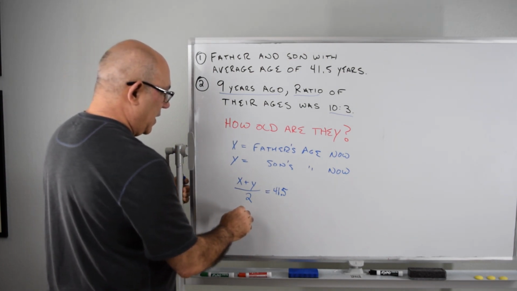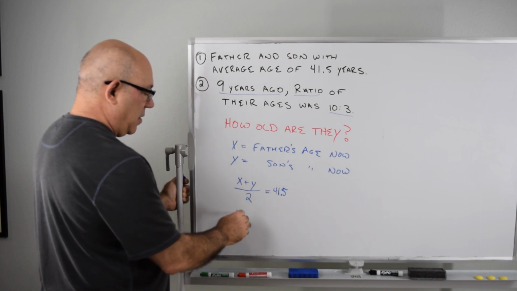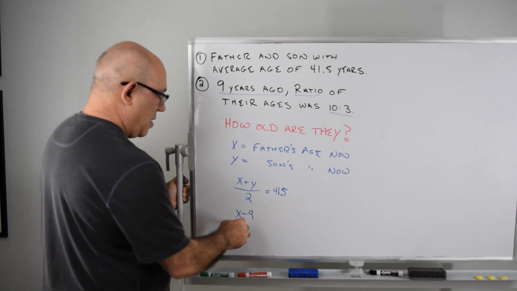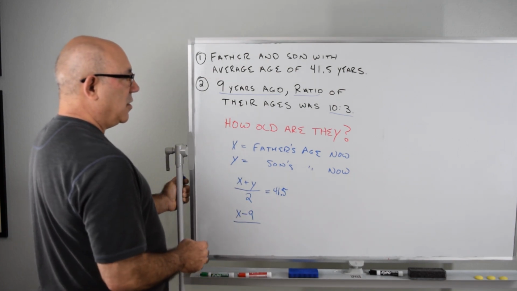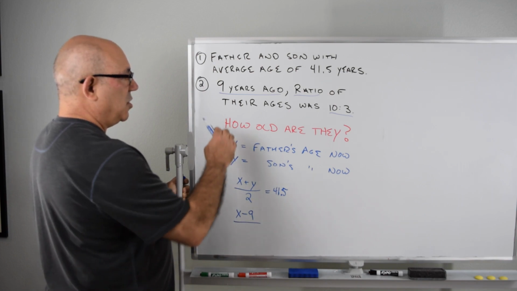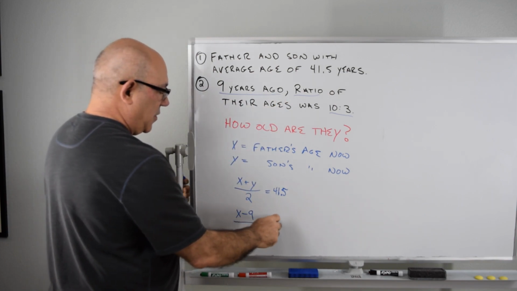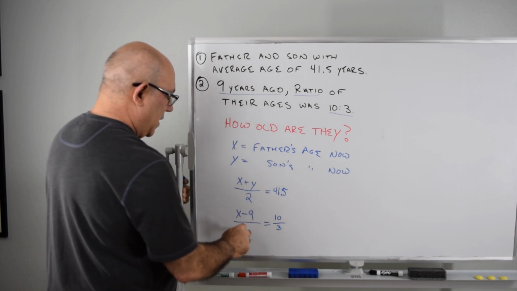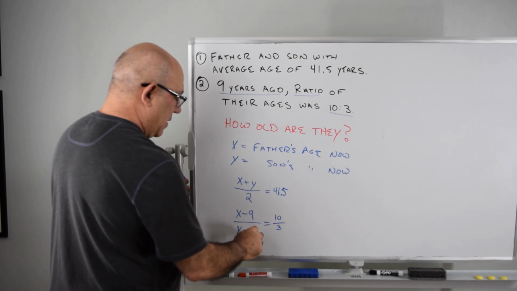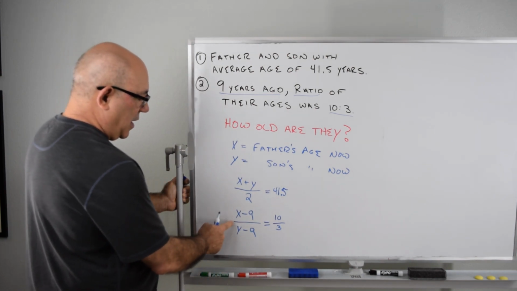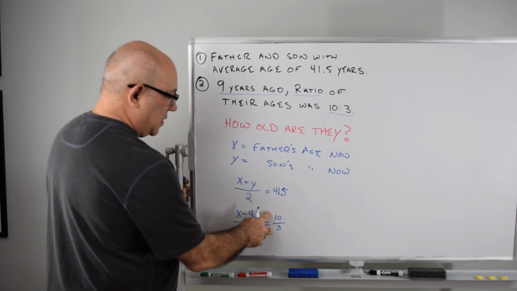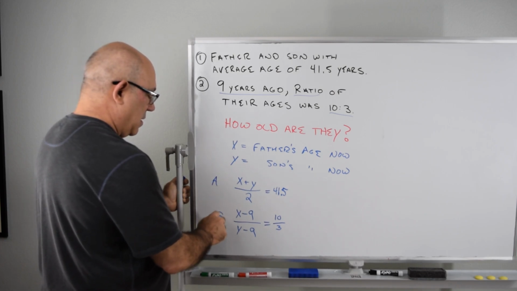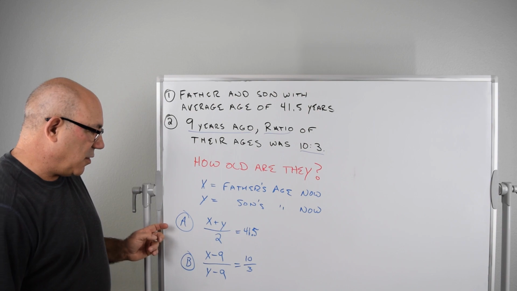If x is the father's age now, and we subtract 9, then that would be the age 9 years ago. And the ratio of the father's age to the son's age is 10:3, where the son's age would be y minus 9. So 9 years ago, the ratio of their ages was 10:3. So we have equation A and equation B: two equations and two unknowns.